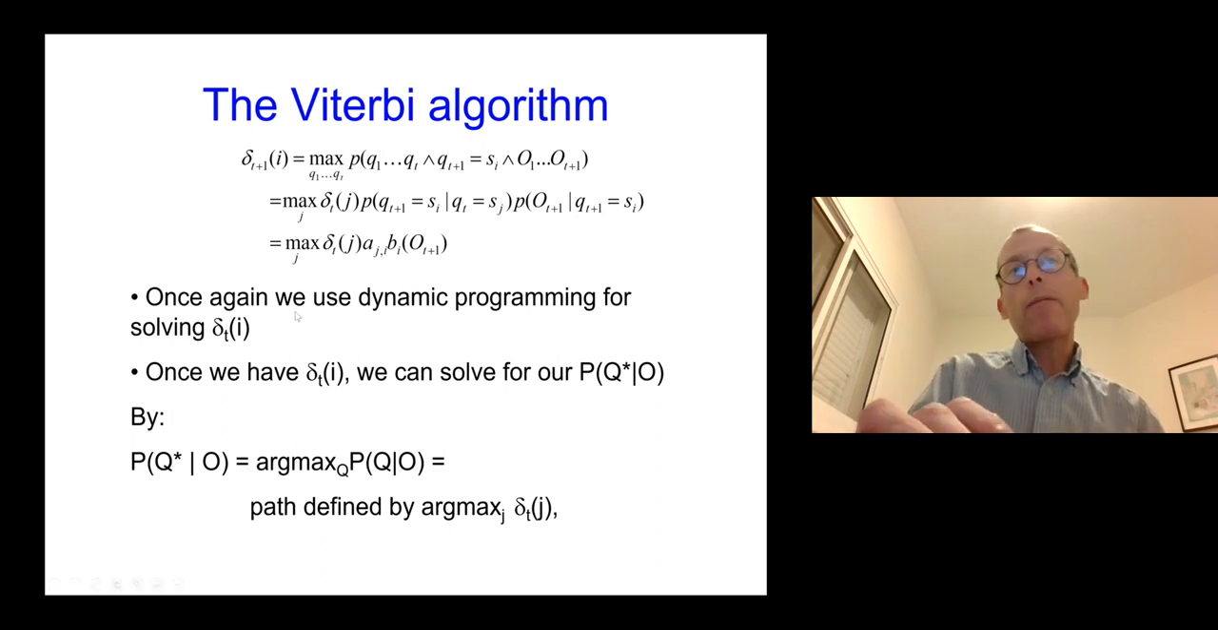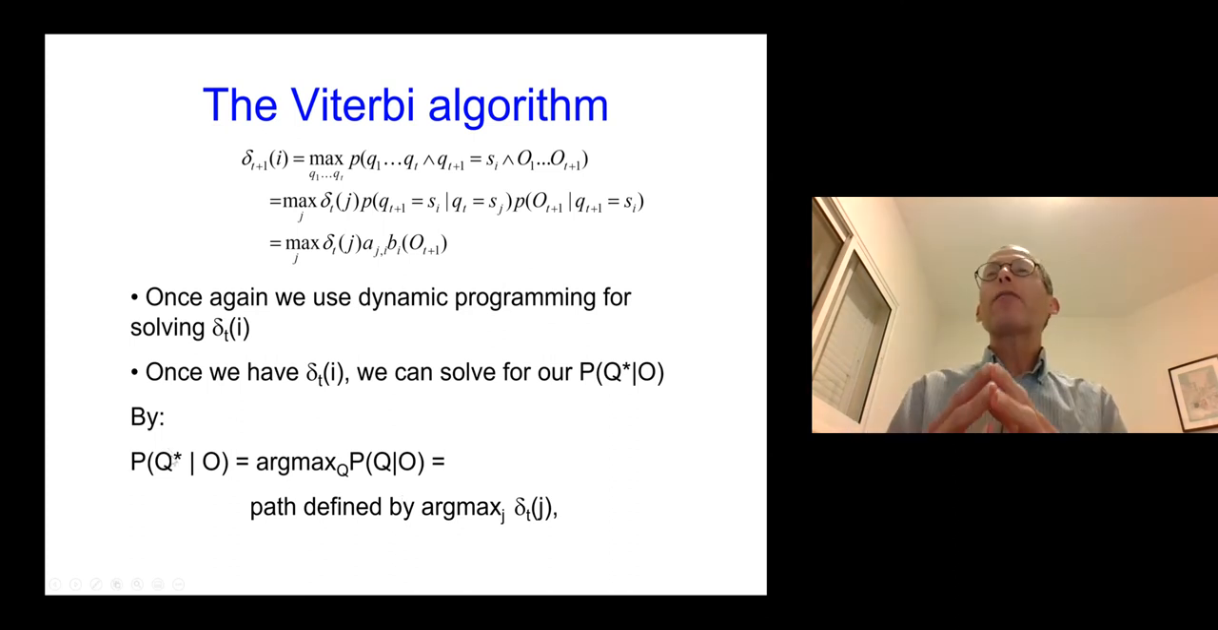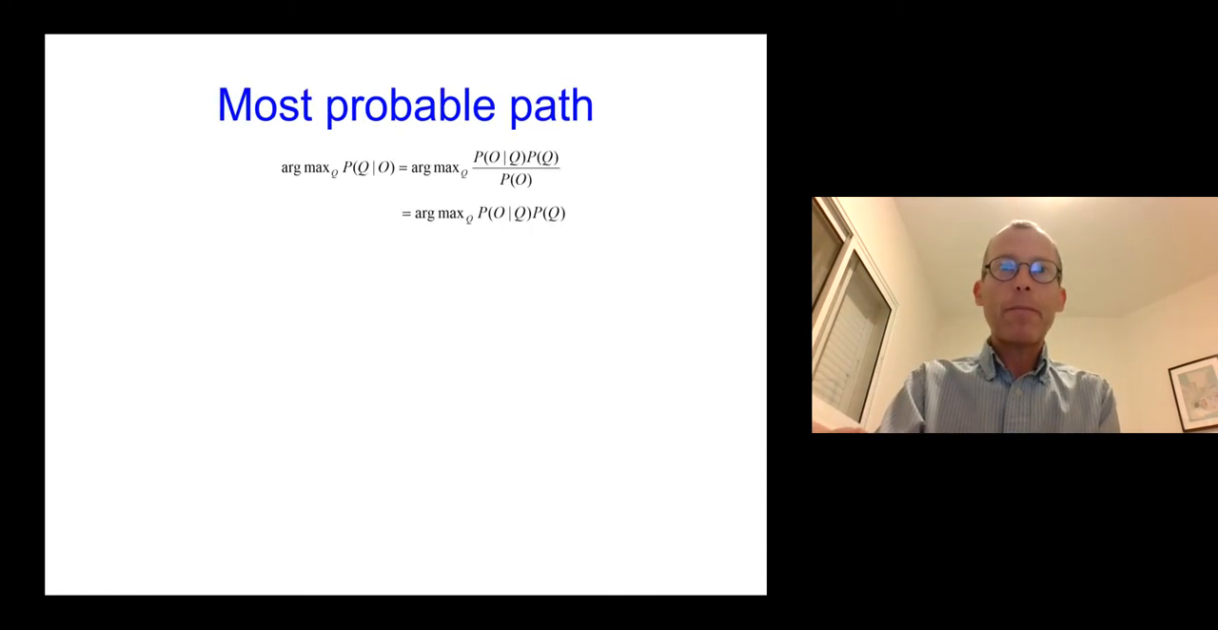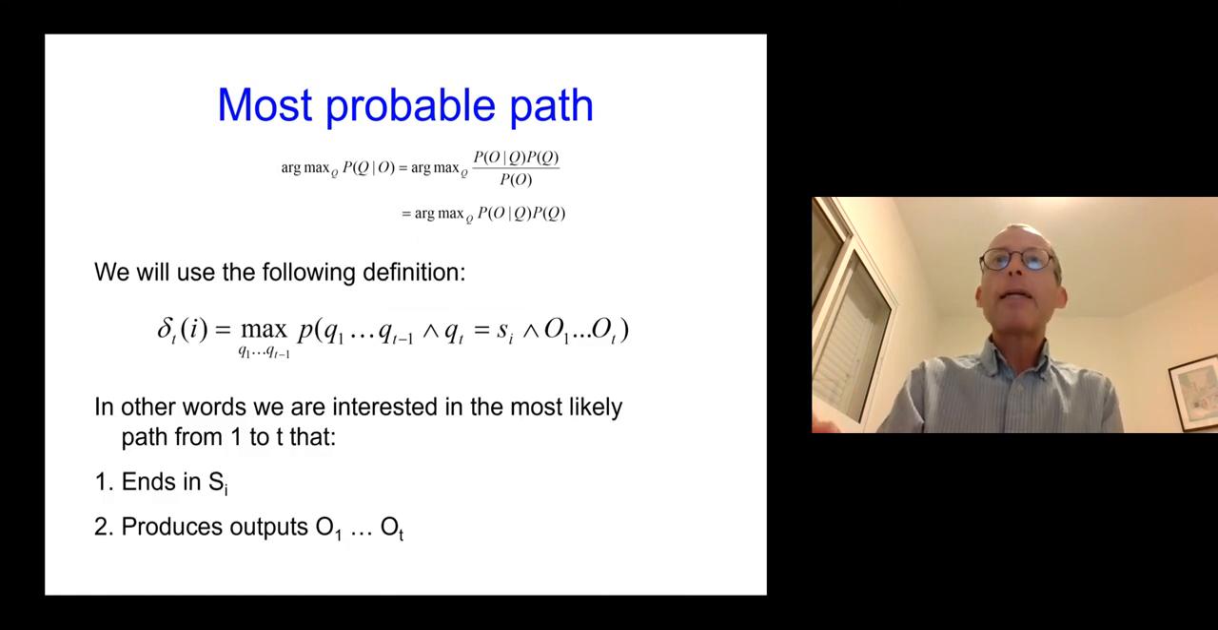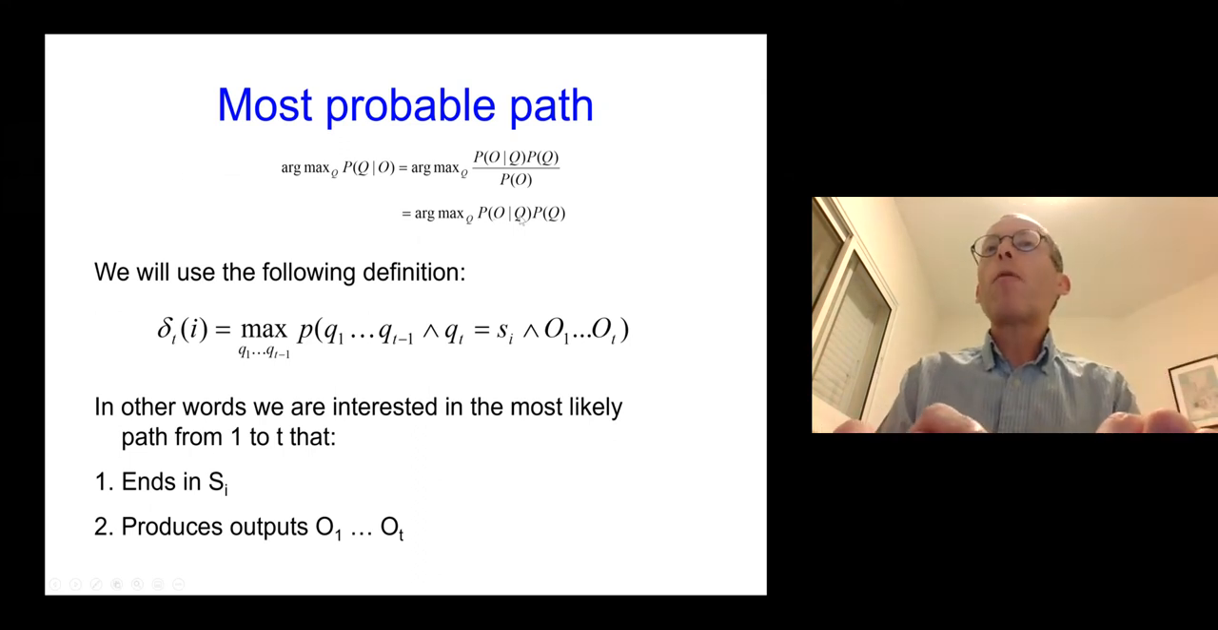And once we got it, we can compute P of Q given O as basically the path defined by the arg max of J of delta TJ. What does it mean? If we are looking for the best set of states, if you look at our definition, the last set of states is the state that gives us the highest probability. P of O given Q times P of Q, given the chain rule, is P of O and Q, right?